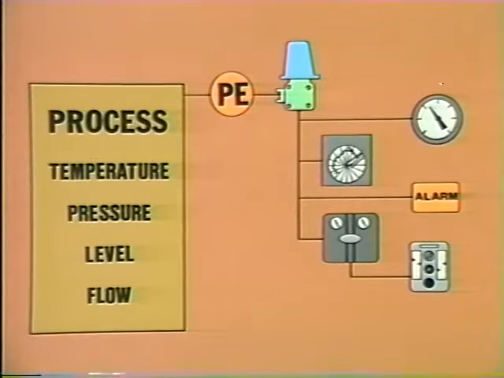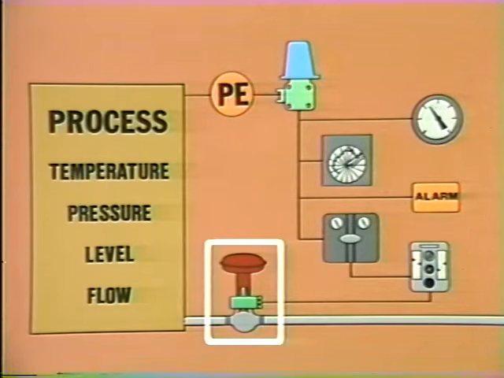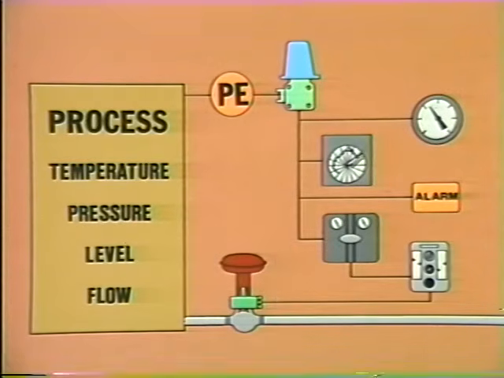However, under normal operating conditions, the controller's signal merely passes through the control station on its way to a final control element. Final control elements are instruments that perform a manipulating function. They manipulate a process variable in some way so that the controlled variable is maintained within a desired range.